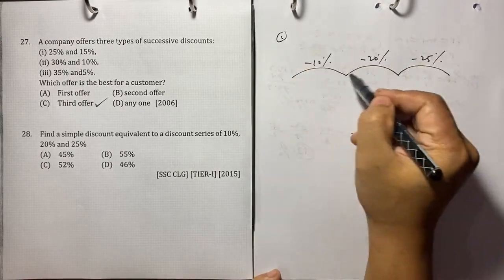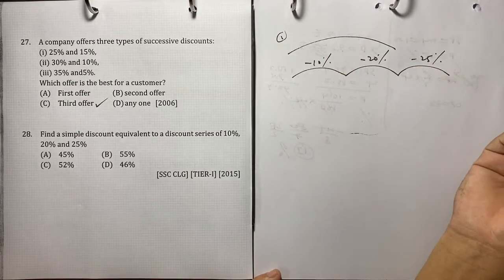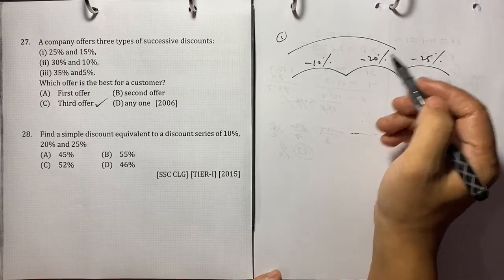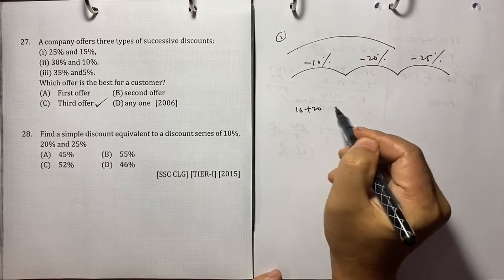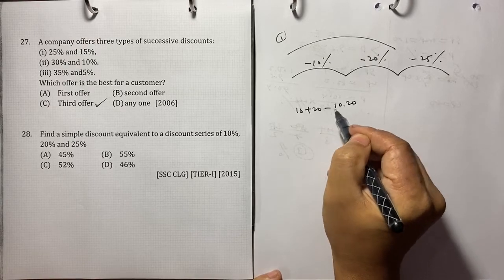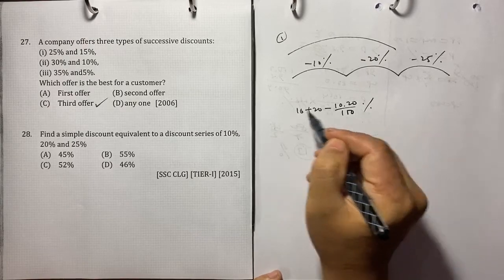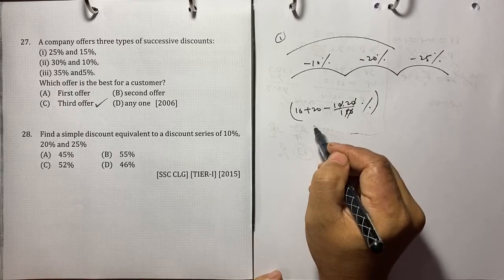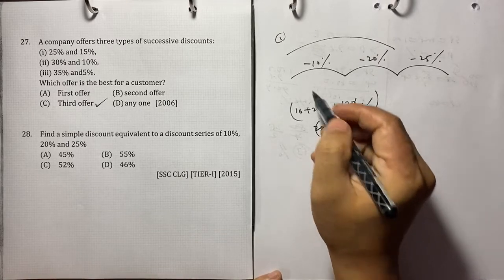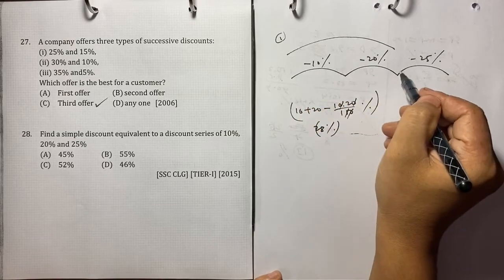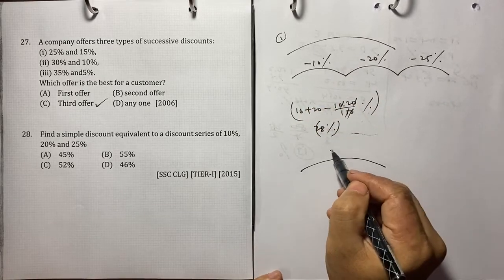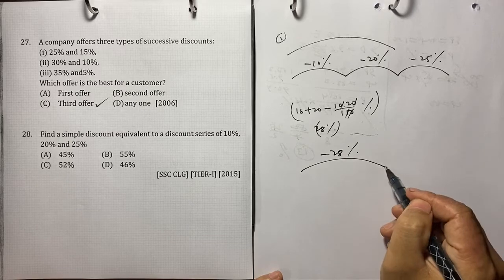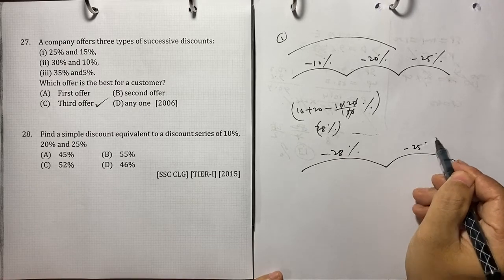Step number 1: the percentage discount for 10% and 20% is 10 plus 20 minus 10 into 20 divided by 100 percent. This will be 30 minus 2, so 28%. So a 10% discount followed by a 20% discount is the same as a 28% discount, then the 25% discount.